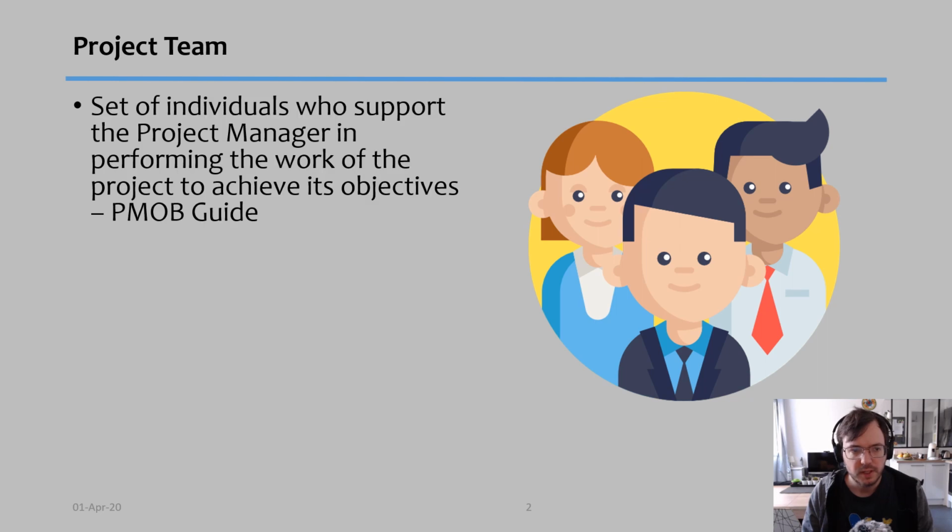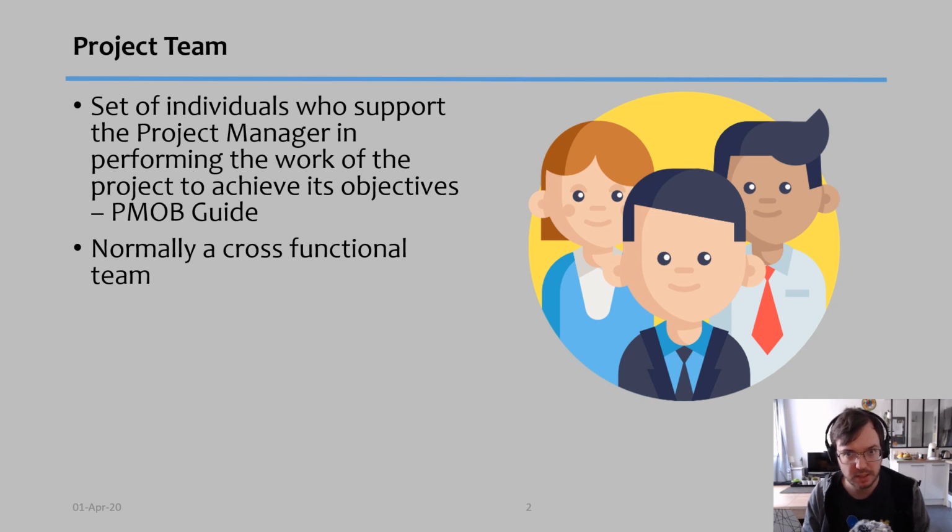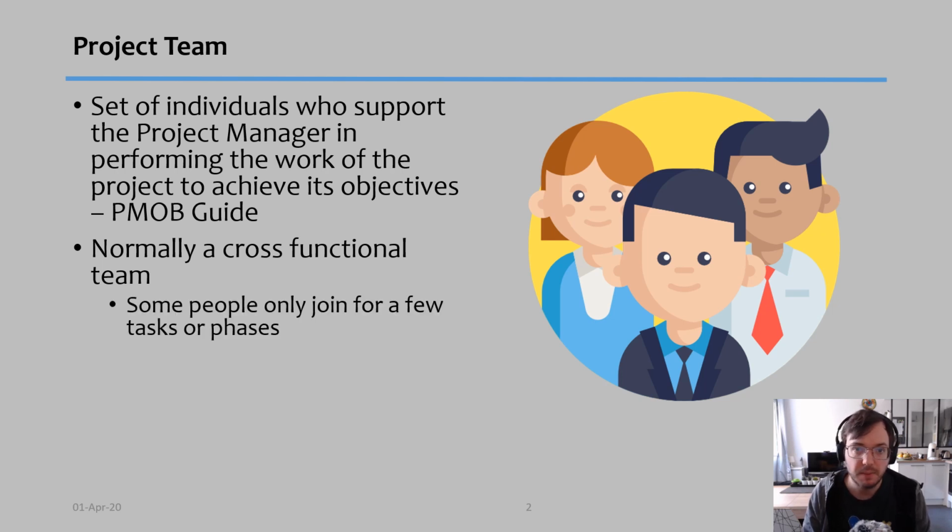The official definition of project team is the set of individuals who support the project manager in performing the work of the project to achieve its objectives. There's a couple of things here that we need to break down. Normally, this is a team composed of different functions, and everyone will have their own specialization inside the project. So we're dealing with people that come from a variety of backgrounds. Some people will only join for a few tasks or maybe for just a few phases, while other team members might join for the whole project.